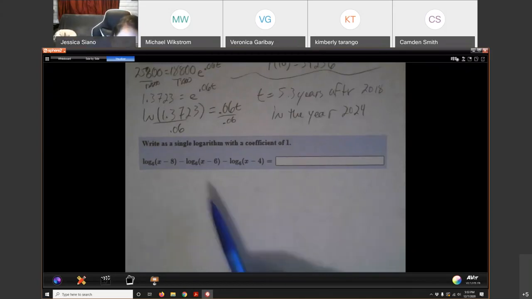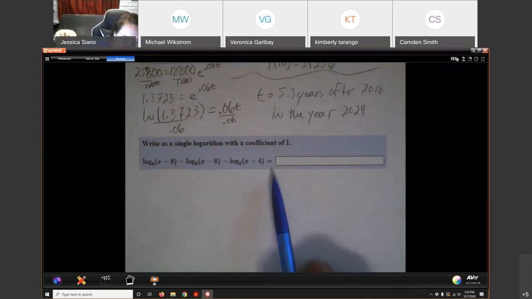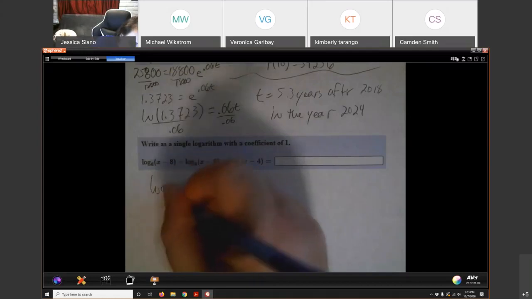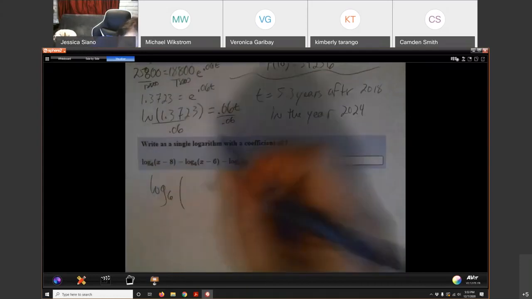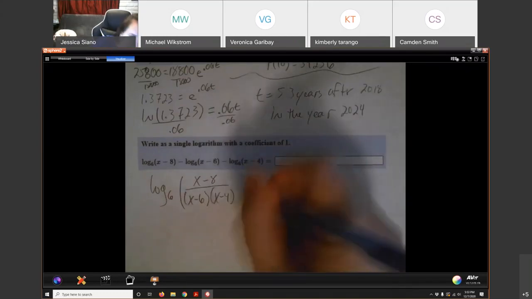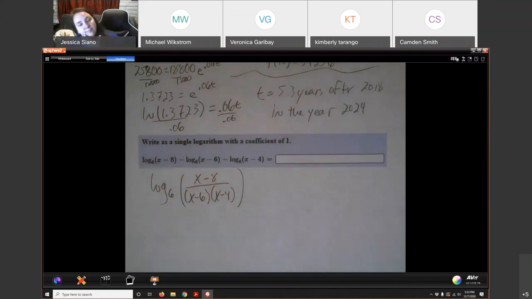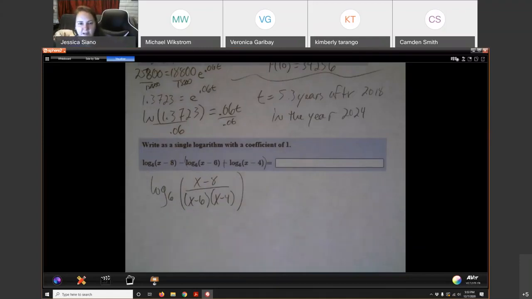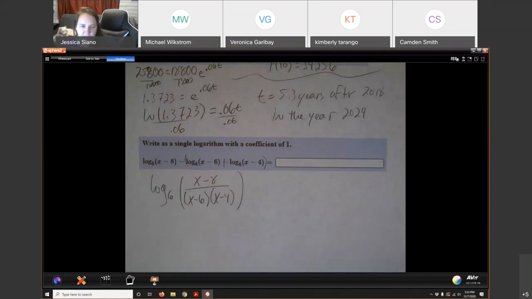All right. So here, when we're combining these logs, anything with a minus in front of it goes in the denominator. Anything with a plus in front of it goes in the numerator. So this would be log base 6 of, and then x minus 8 in the numerator, x minus 6, and x minus 4 in the denominator. And you could also think of it like this, where these are being added and then the whole thing is being subtracted if you GCF out the negative, if you're having a hard time thinking about it that way. Or you can just remember anything with a positive goes in the numerator, anything with a negative goes in the denominator.